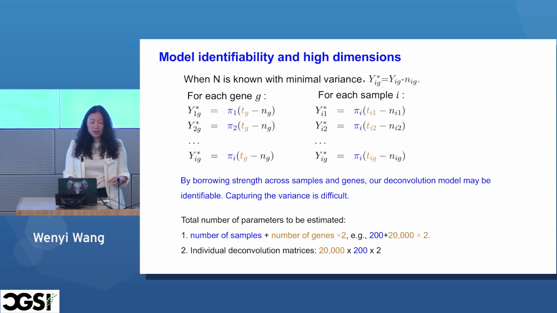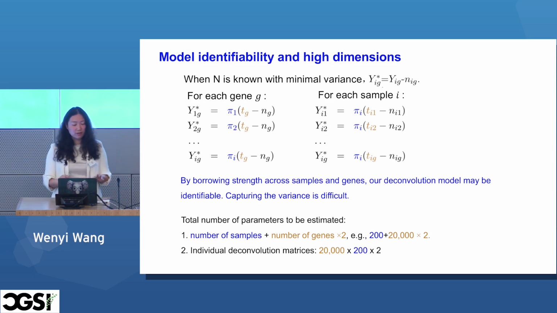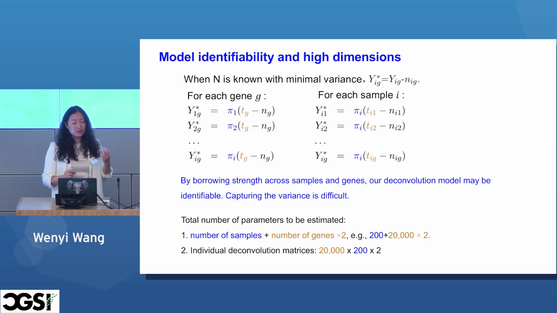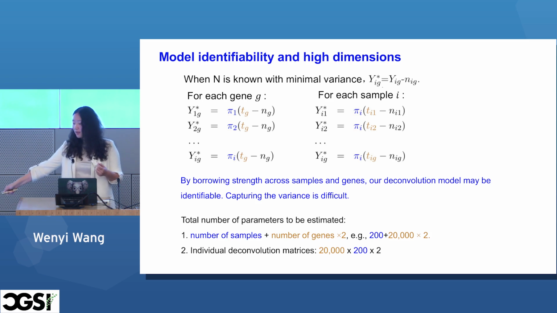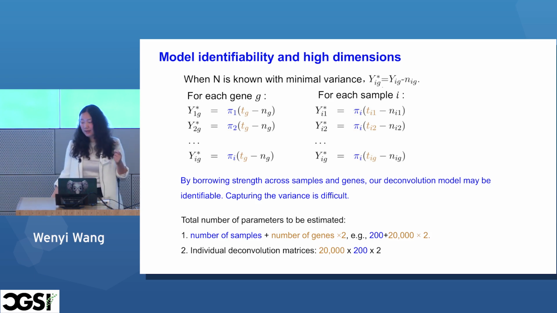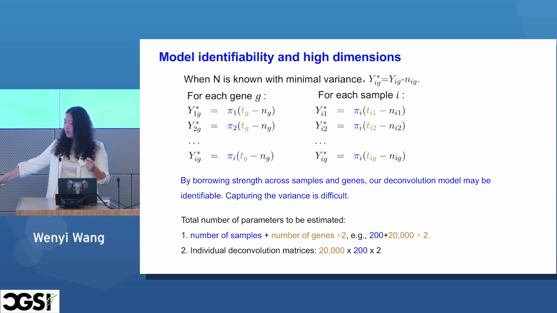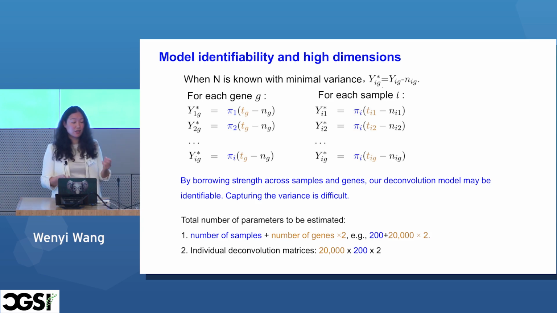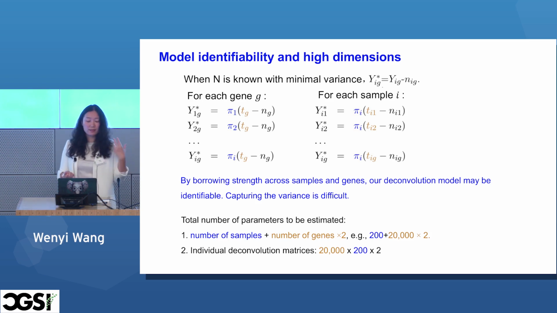Let's dumb it down a little. First, let's say N is known with minimal variance, so no variance. Then we have Y star_ig equals Y_ig minus N_ig. Then for each gene g, we have Y star_ig equals pi_i times (T_g minus N_g). Here we have n plus 1 parameters to estimate, but only n observations, so it is unidentifiable. Similarly, for each sample i, we have Y star_ig equals pi_i times (T_ig minus N_ig), with G plus 1 parameters to estimate and only G observations, again unidentifiable.